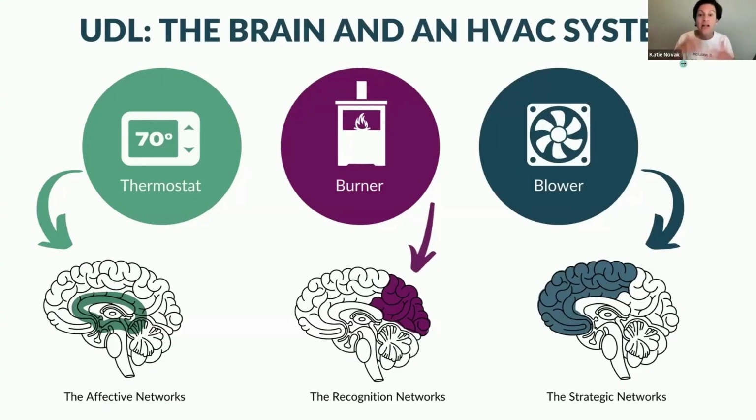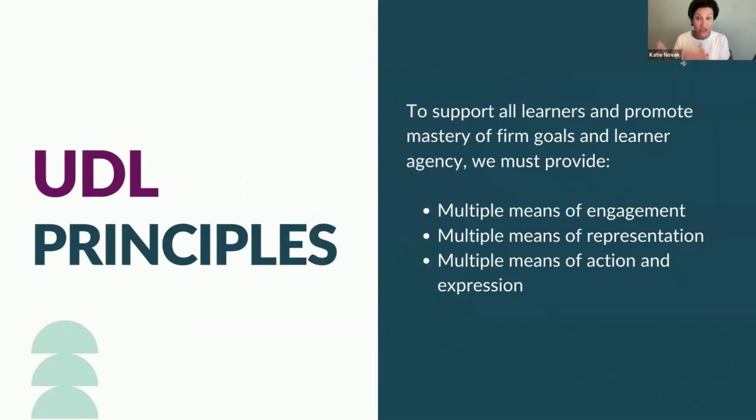And so knowing this about brain networks leads us to, if we are going to activate the affective network of the brain, we have to design instruction using multiple means of engagement. We're going to make more sense of this in a moment. If we want all students' recognition networks to be activated, we have to design instruction using multiple means of representation. And if we want all students to be able to share what they are learning with us, we have to design with multiple means of action and expression.